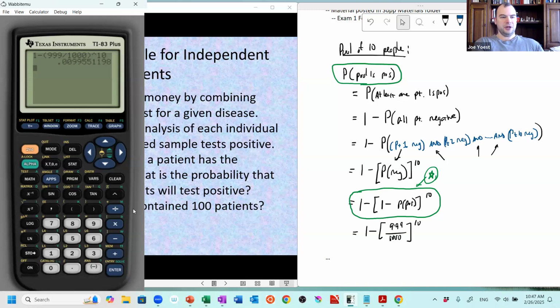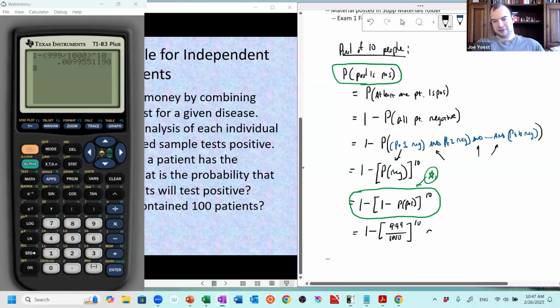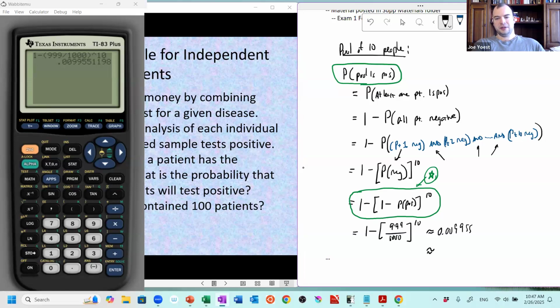And I see I get 0.009955. Or that's about, well, if I round to the nearest percentage point, that would be about 1%.